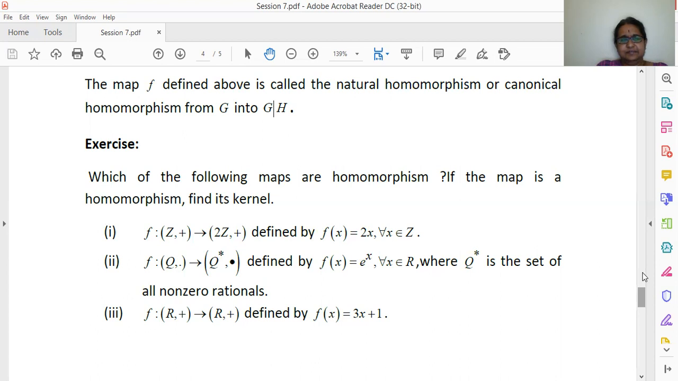Then on the right hand side, it is f of x dot f of y, that is e power x dot e power y. So basically it is not a homomorphism. Hence, there is no need to find the kernel.